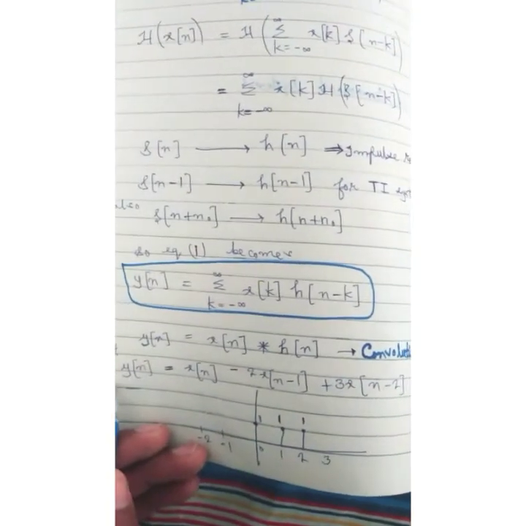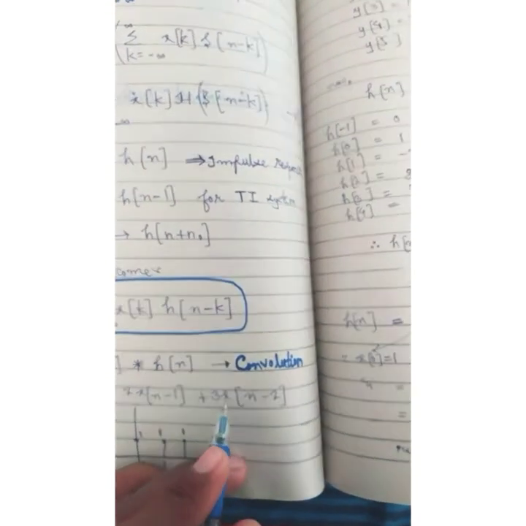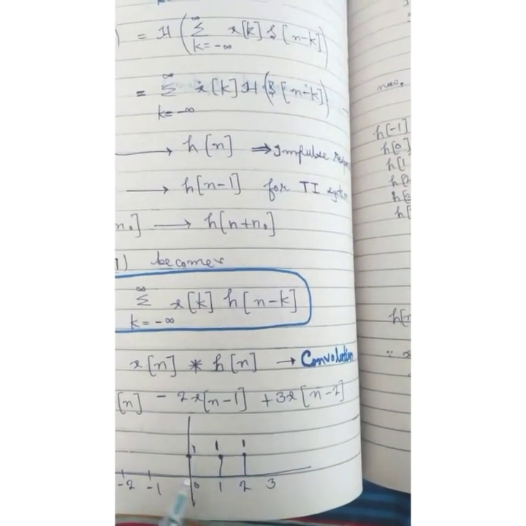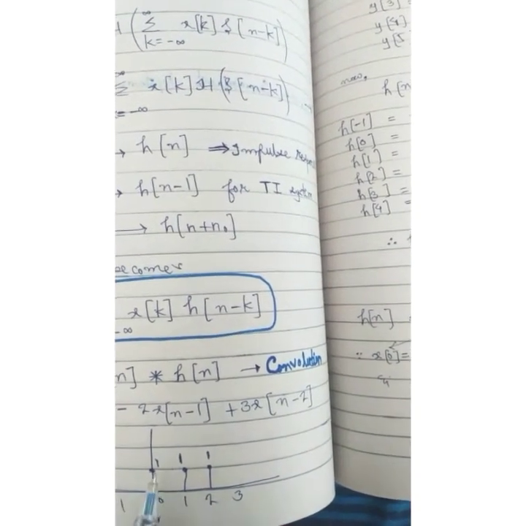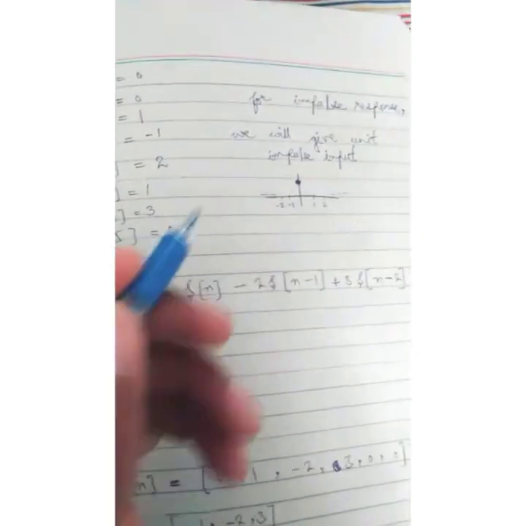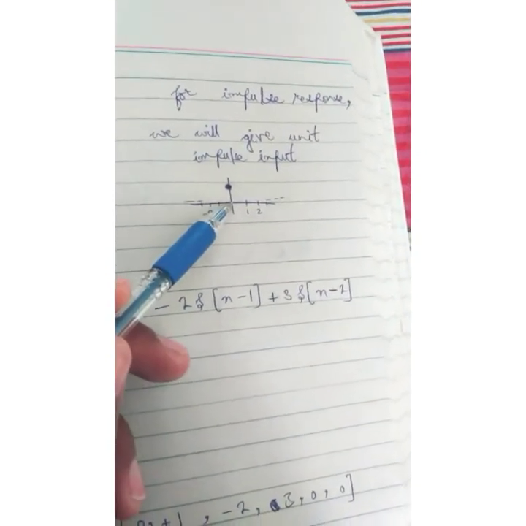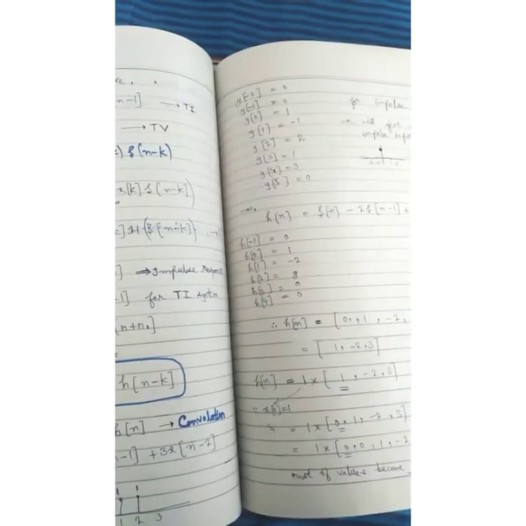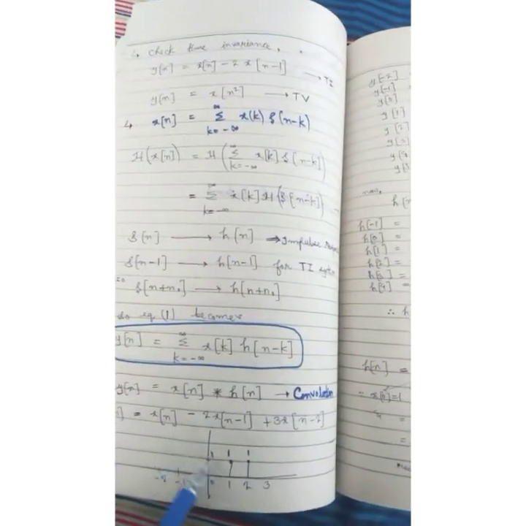Now if you are given a signal y of n that is equal to x of n minus 2, x of n minus 1 plus 3, x of n minus 2, and you are given these inputs, that is at x is equal to 0, 1 and 2, y is equal to 1, and you are asked to find the impulse response. Impulse response means that you are giving an impulse input, that is at x is equal to 0 the value of y is equal to 1. This is known as the impulse input. Now we will obtain the values of y at different points by using this equation and this graph.